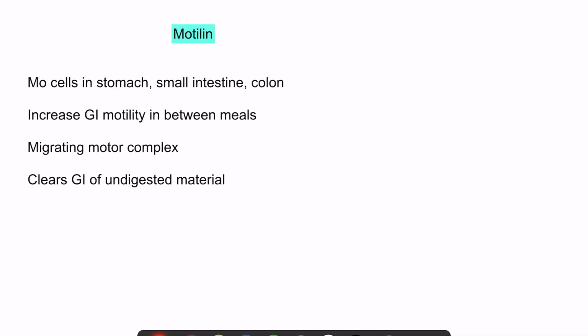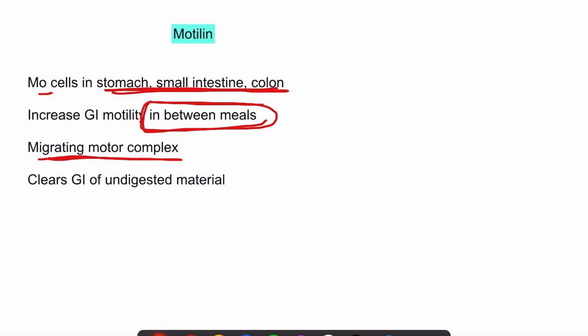Then we have motilin. Motilin is released by MO cells in stomach, small intestine, and colon. So this I told you before in the diagram from the Ganong. They have shown that it is released only from the small intestine. But here we are seeing that it is released from stomach, small intestine, and colon. Motilin increases the GI motility in between meals. In between meals. Important. Okay. And that's why it causes migrating motor complex. This we will see in the video on GI motility. So it increases the GI motility in between meals, causing migrating motor complex, and hence it clears the GI of undigested material.